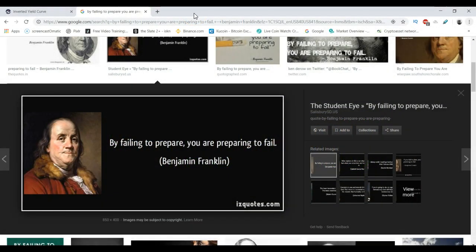Today is Sunday, March 31st, 2019. The last day of the quarter. This year is flying, flying, flying. I hope you are preparing. By failing to prepare, you are preparing to fail. Benjamin Franklin. All right, so let's get into it.